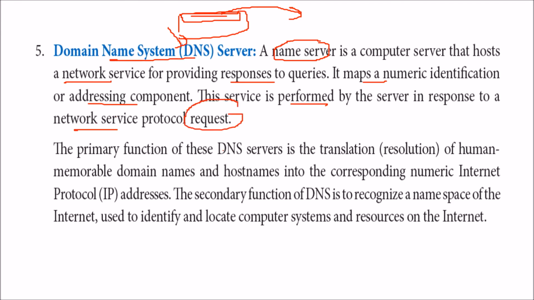So what is the primary function of this DNS server? It is the resolution or translation of human-memorable domain names and host names into the corresponding numeric IP address where that Yahoo folder is stored. The secondary function of DNS is to recognize a namespace of the internet in order to identify and locate the computer systems and resources of the internet.